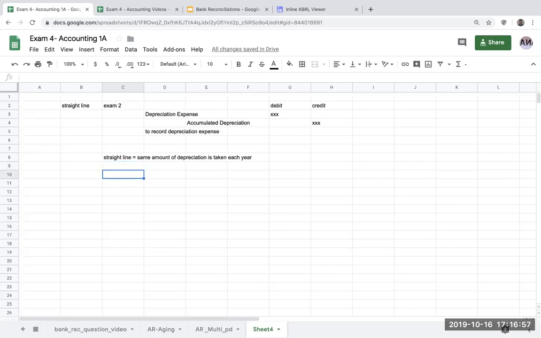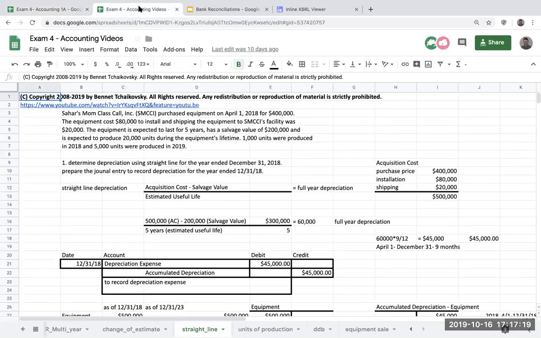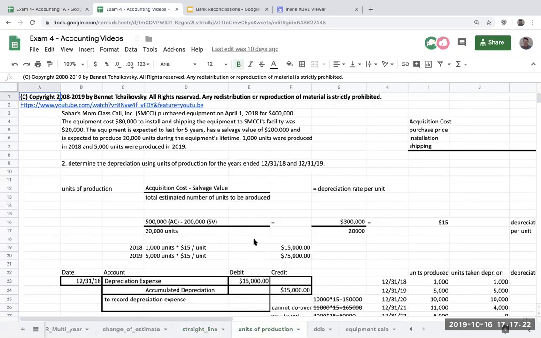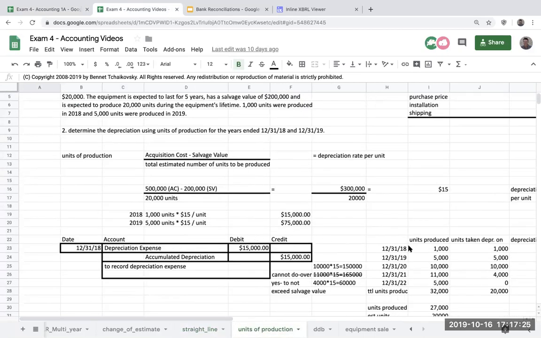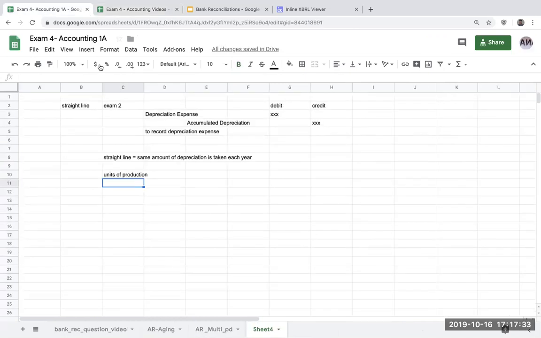The next one over here is units of production. When I'm doing units of production, I don't look at it as a function of time. Rather, I'm looking at the depreciation saying, okay, this piece of equipment can last me for 100,000 units. So as I produce a unit, I take a certain amount of depreciation. That's what I do in units of production.